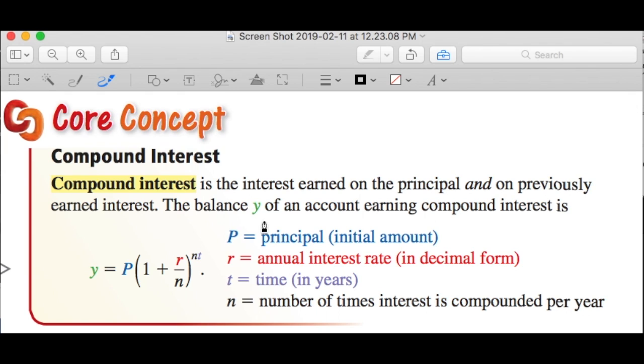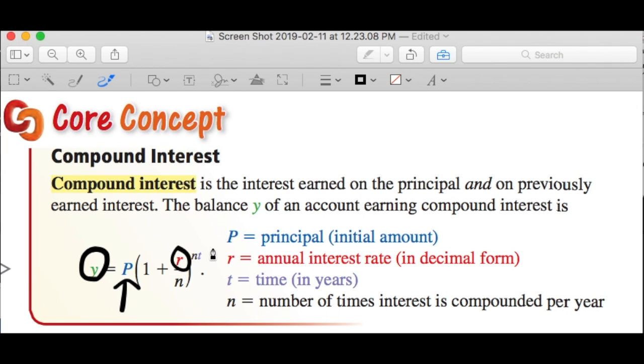The balance y of an account earning interest is, so here it is. That's what you end up with. P is super important. P is the initial amount, what you started with. So if you put $100 into a bank, or $1,000 into the bank, that's what you started with. R is the annual interest rate in decimal form.